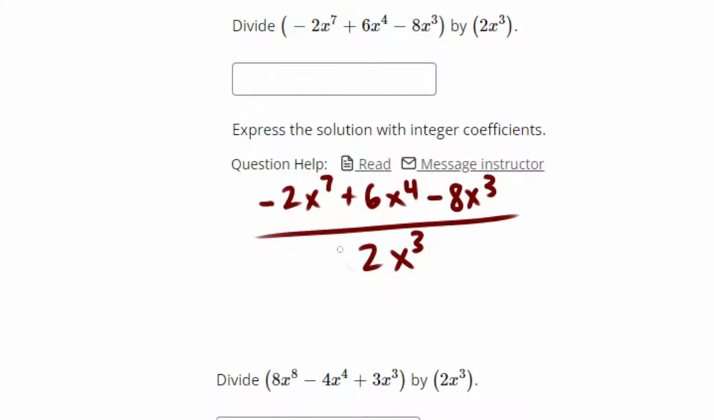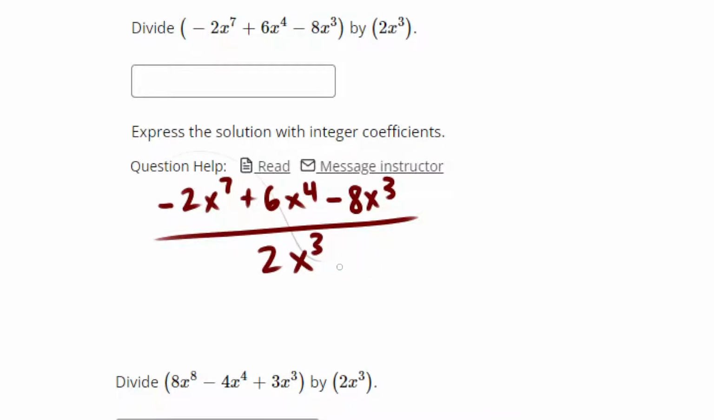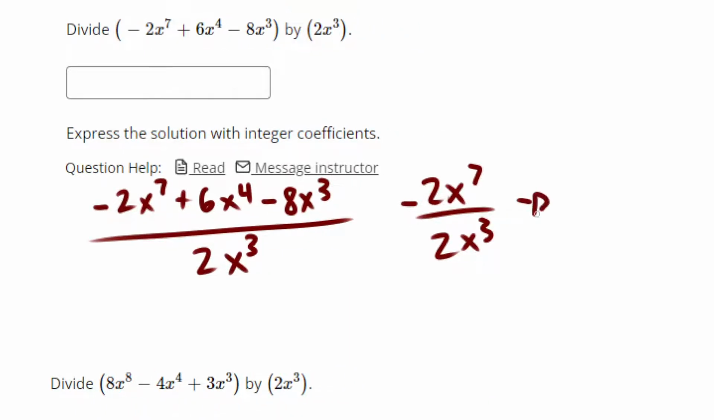We can handle each of these separately. So 2x cubed and 2x to the 7th, we can look at it like this: negative 2x to the 7th over 2x cubed. And that can turn into negative x to the 4th, right here. So number one, we have negative x to the 4th.